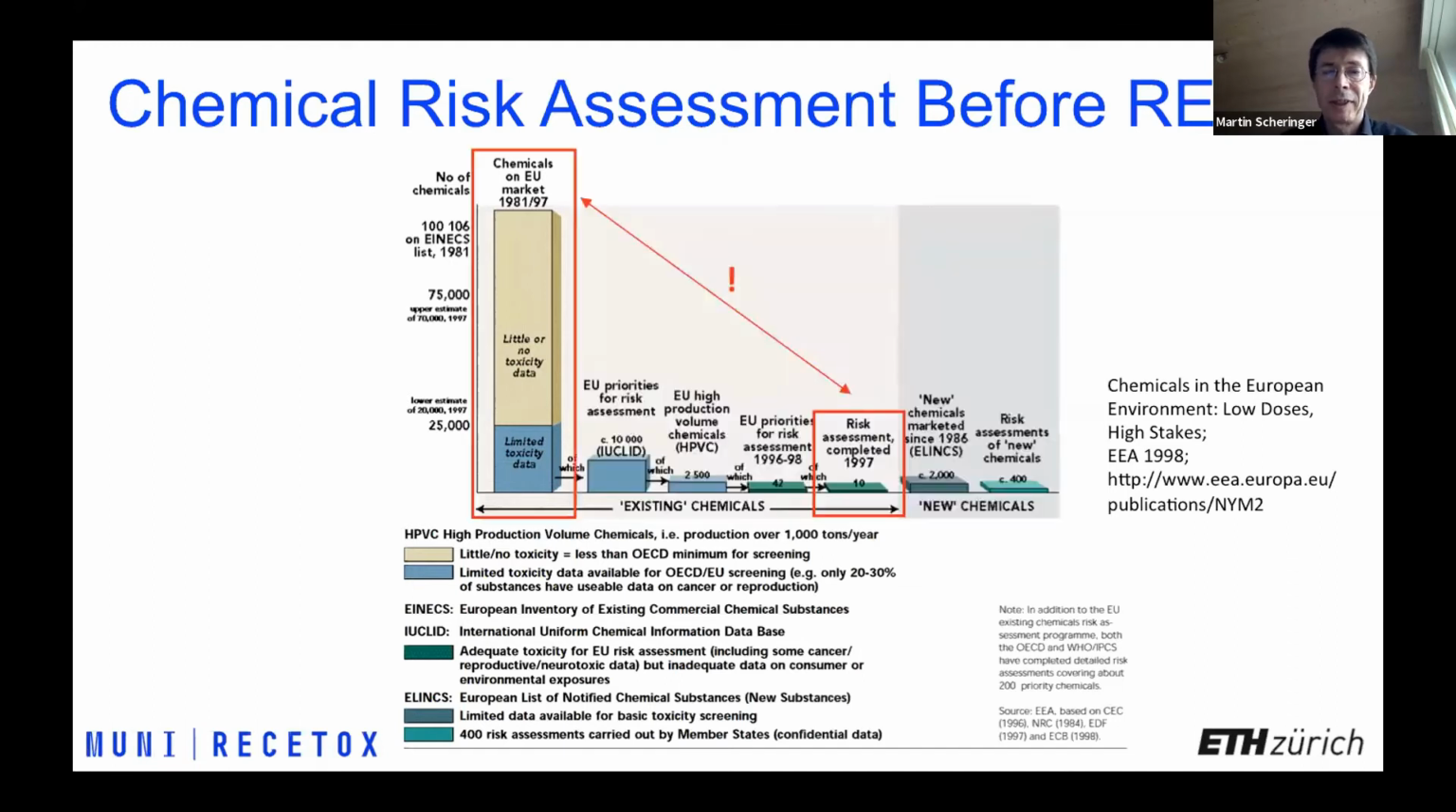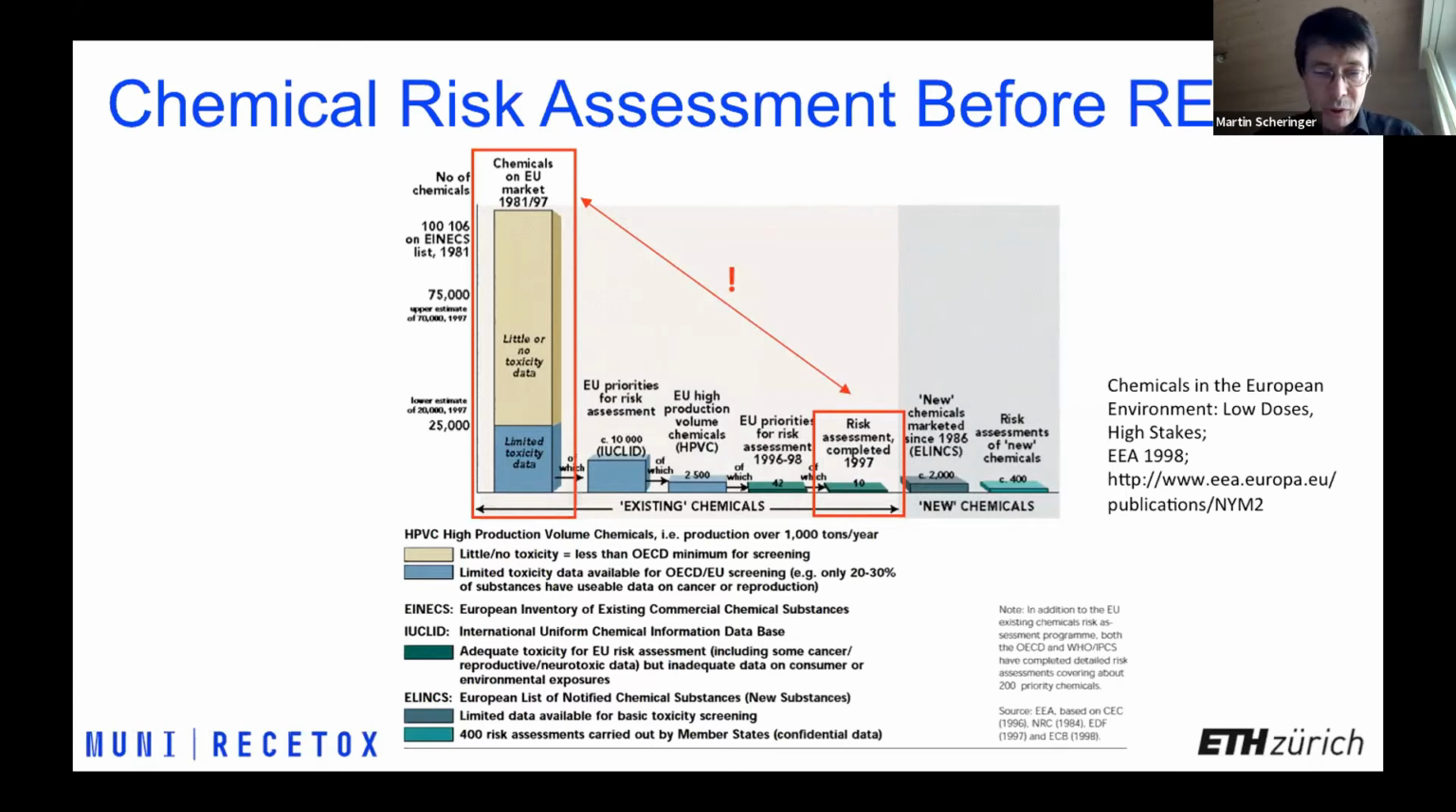And the number of risk assessments completed in 1997 was 10. Not 10%, but just 10 chemicals. That is shockingly low, and was one of the main reasons why many people agreed that this was not an acceptable situation, and this is also why REACH then was initiated.